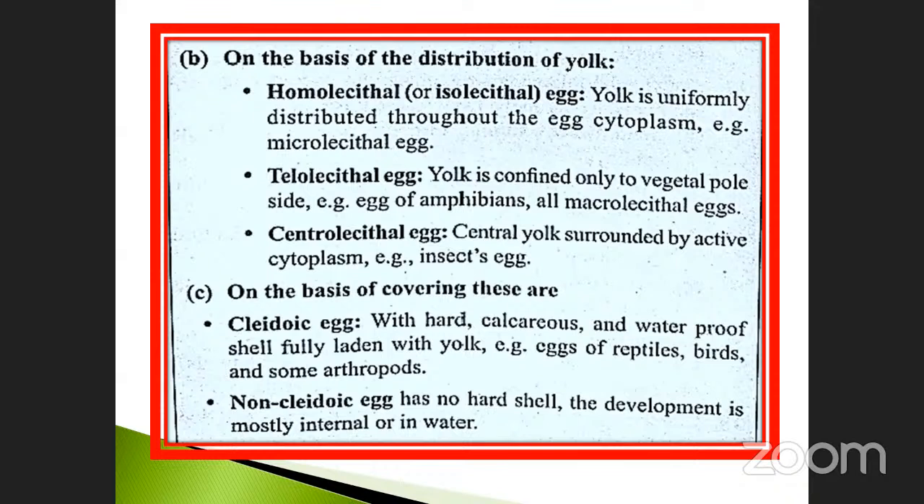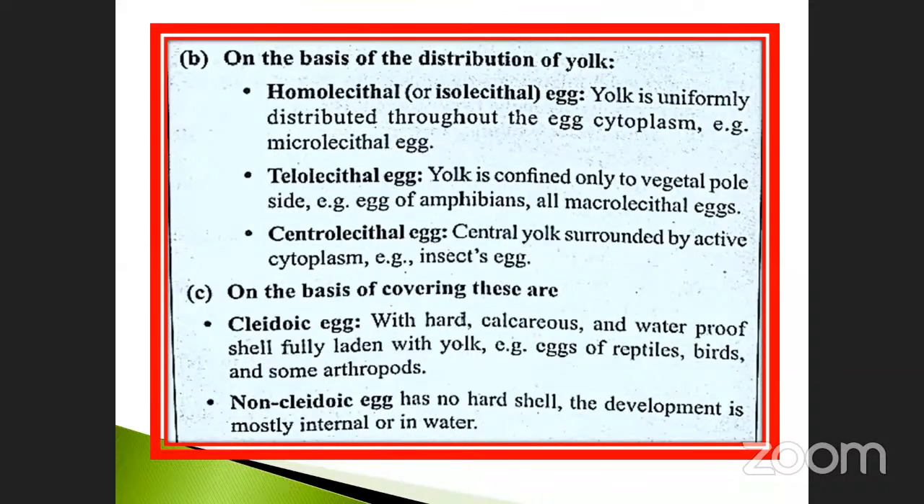Central and also antipodal. Already, the egg consists of three portions: the sal, the middle portion, and also the antipodal. So likewise, the egg also has vegetal poles. That is called telolecithal. Centrolecithal is the central yolk surrounded by the active cytoplasm. This is the central portion, the middle portion, otherwise called polar. When you study the plant ovary, there is a central nucleus present. That central nucleus is called the polar nucleus. Already you studied it in double fertilization.